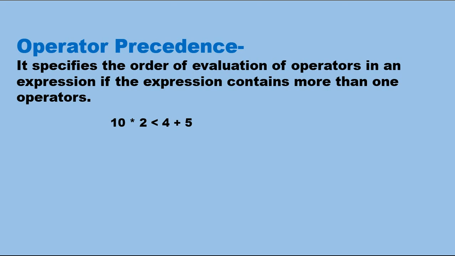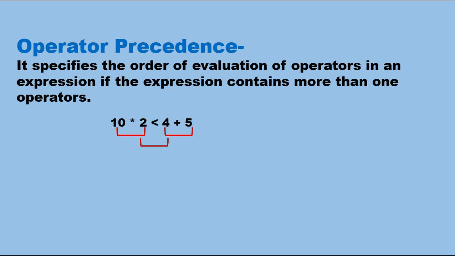So first of all, multiplication will work, that means 10 into 2 will be calculated. Then the next work that will be done is 4 plus 5. This will be the next operator that will work. And finally, this operator will work. So this order is specified by operator precedence.